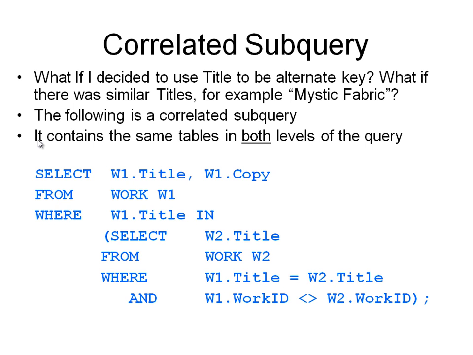To solve such a problem, we use the correlated subquery, where it contains the same tables in both levels of the query. The subquery purpose is to check if we have in the table two work IDs with the same title. Once I know that, then I can either change the title or not use the title as alternative key.